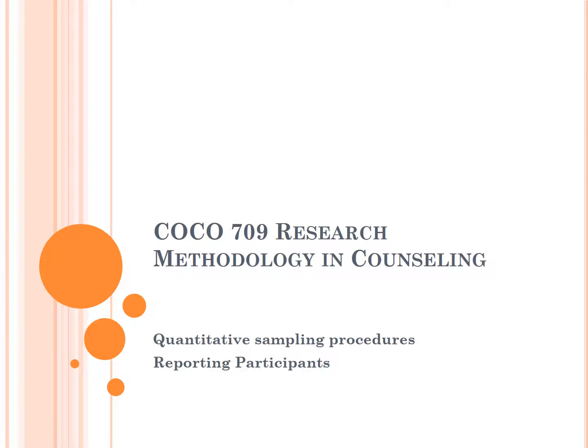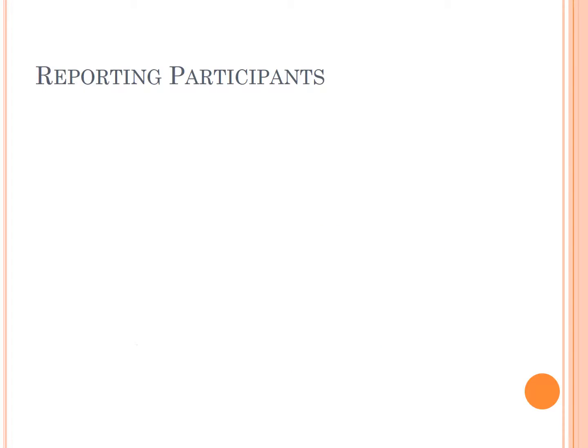This lesson focuses on quantitative sampling procedures, specifically how to report on the participants section in a quantitative research paper. Reporting participants involves three basic sections. The first is to answer, where are these participants from? You're answering this question broadly to maintain the anonymity of the participants.